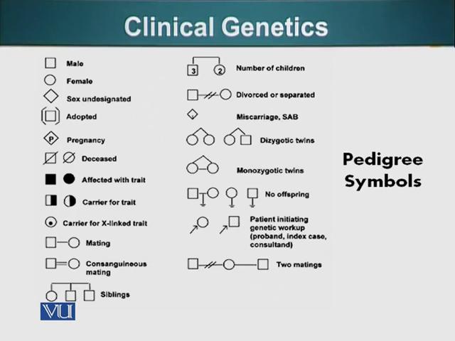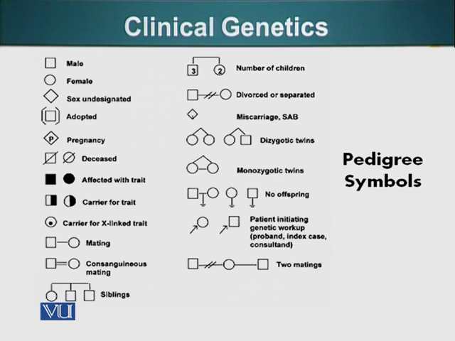So the way we get information is we build the pedigree. We start from the patient or the person we want to investigate. We investigate the relevant relatives of that particular person, and then we build the family tree, or the pedigree. There are specific symbols we use for making a pedigree. They are displayed on the screen. I'll point out some special ones.